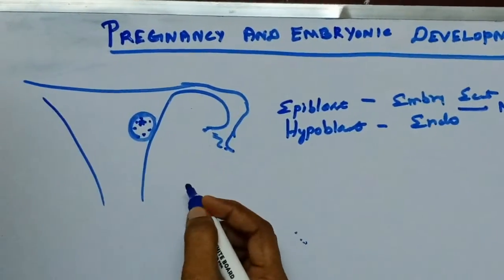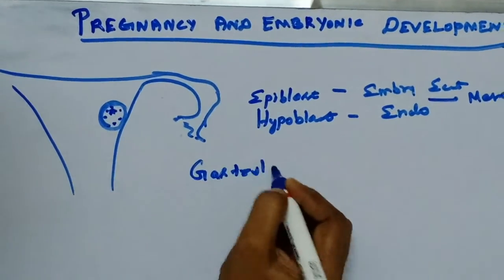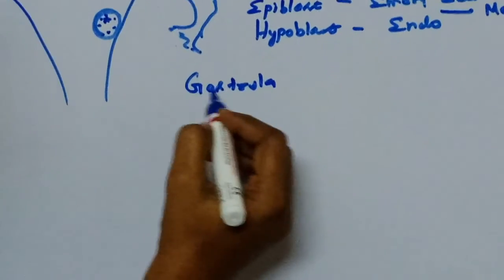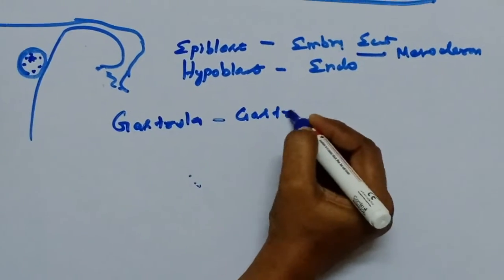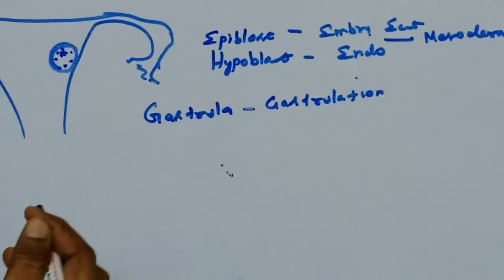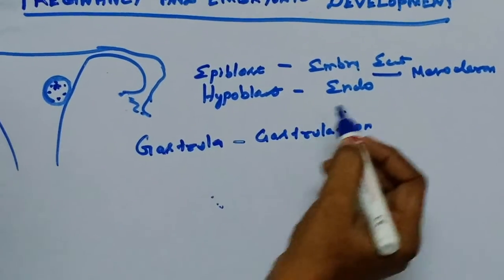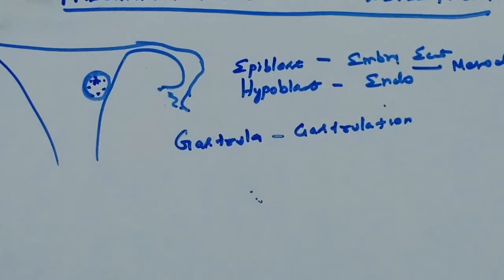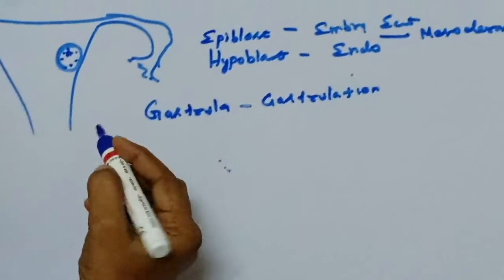Now the blastocyst changes into what stage? Gastrula stage. The three germ layer stage is called the gastrula stage, and this process is known as gastrulation. That is, the formation of three germ layers is known as gastrulation. Next, each germ layer forms specific tissues and organs. Let us see what organs are formed from each germ layer.